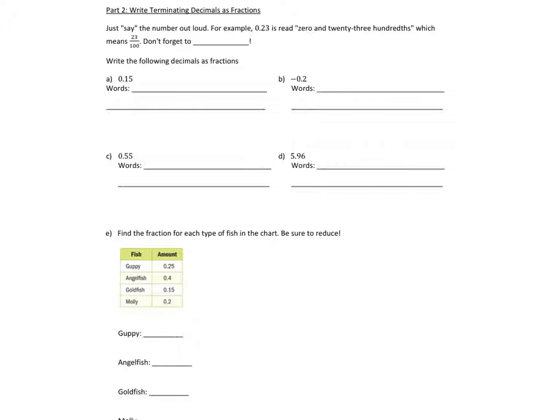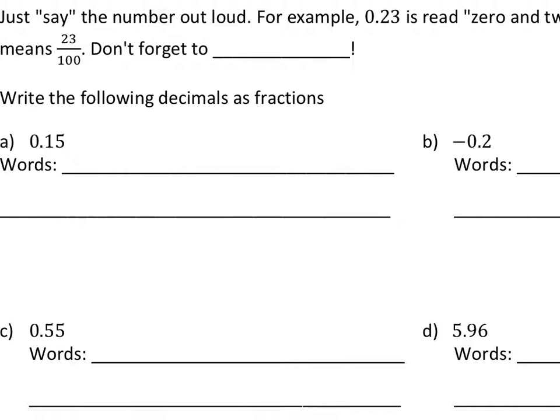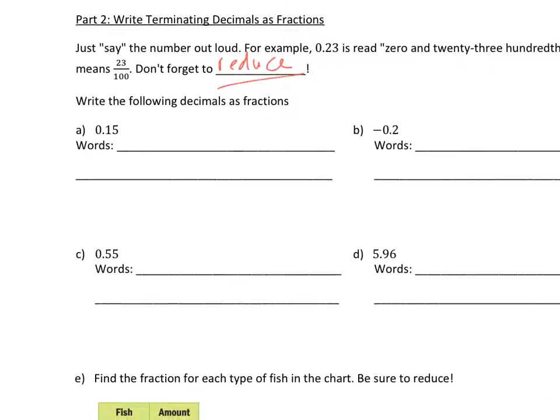In 5th grade, 2 years ago, you had to say the number the proper mathematical way. You would have said 0 and 23/100, which means 23 is the numerator and 100 or 100th as the denominator. Don't forget to reduce. We need to add the word reduce. I'm going to make it red because you need to do it. You must reduce. It is still part of your grade to reduce, reduce, reduce.